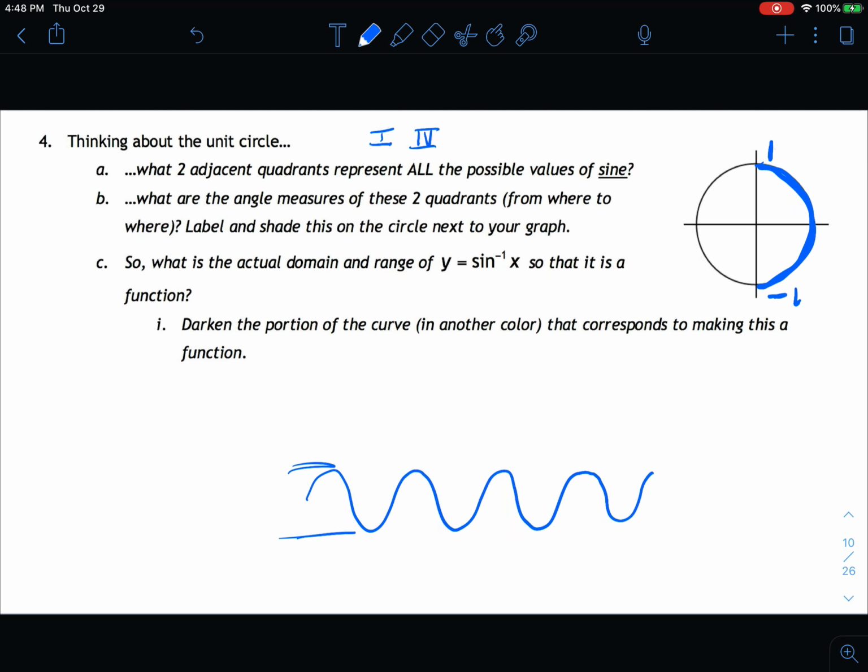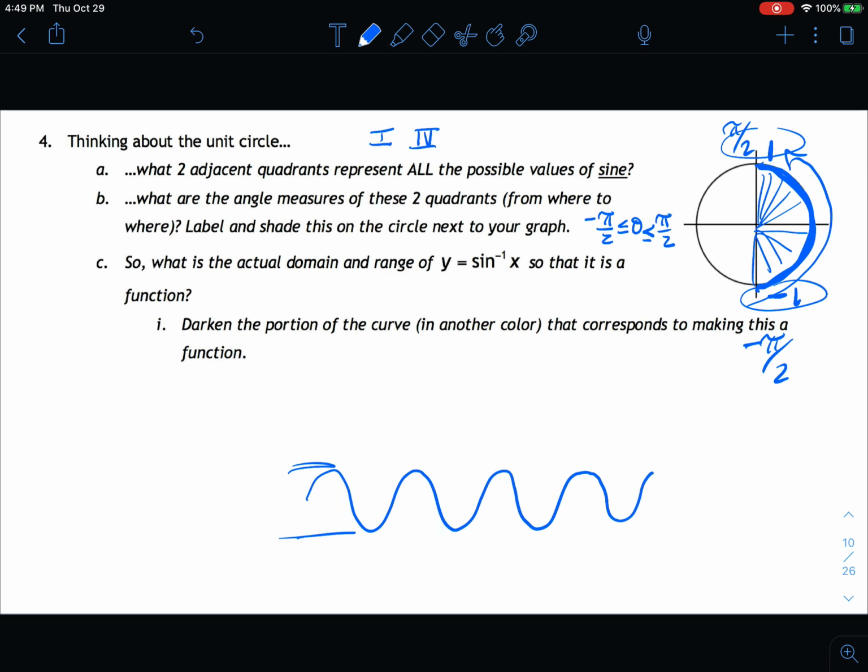Okay, what are the angle measures? The angle measures for this question are -pi/2 is less than or equal to theta, which is less than or equal to pi/2. So the actual angle measures go to -pi/2 right here at the bottom, and then we go up, up, up until we hit pi/2. Okay, so label and shade this on the circle. That's kind of sloppy, but that's shaded.